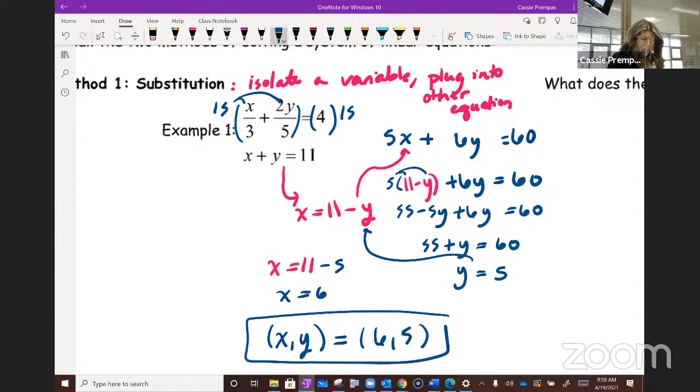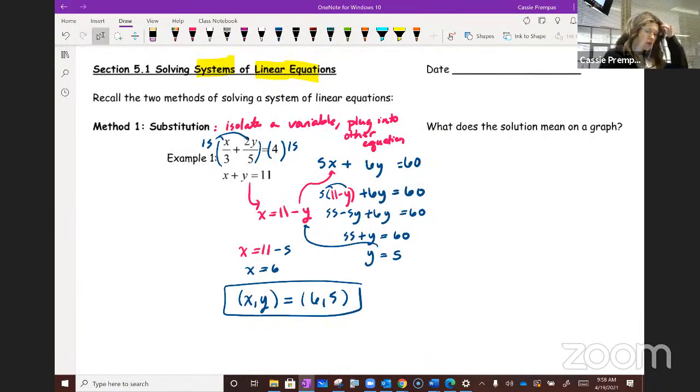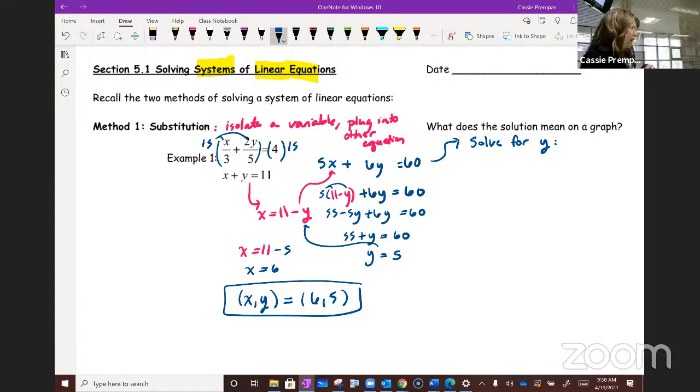And the reason I ask you to write it as an ordered pair is because this doesn't only mean one point algebraically, like with just algebra, this also has some meaning graphically. So let's go ahead and consider, what does this solution mean on a graph? On a graph, we would solve for y. So I would go ahead and take this equation, solve it for y. I'm going to graph both of those equations, and then I'm looking for a specific value.